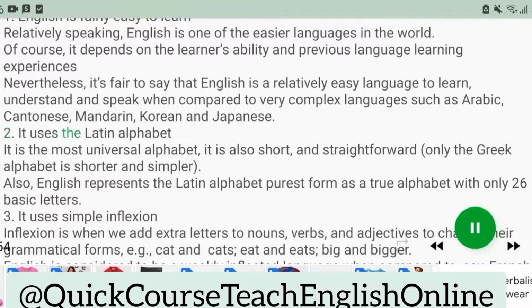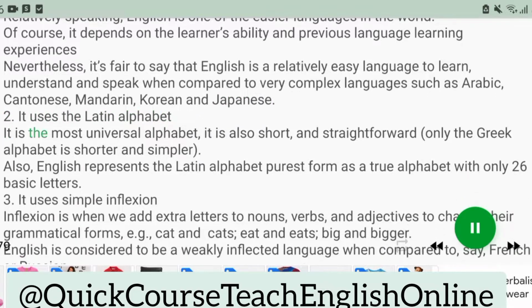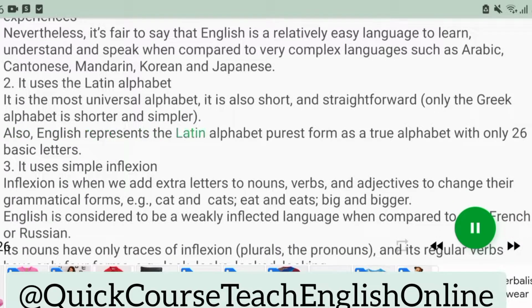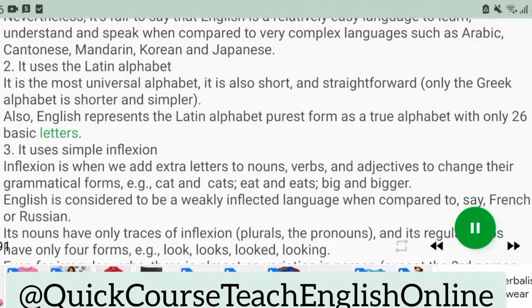2. It uses the Latin alphabet. It is the most universal alphabet. It is also short and straightforward. Only the Greek alphabet is shorter and simpler. Also, English represents the Latin alphabet in its purest form as a true alphabet with only 26 basic letters.